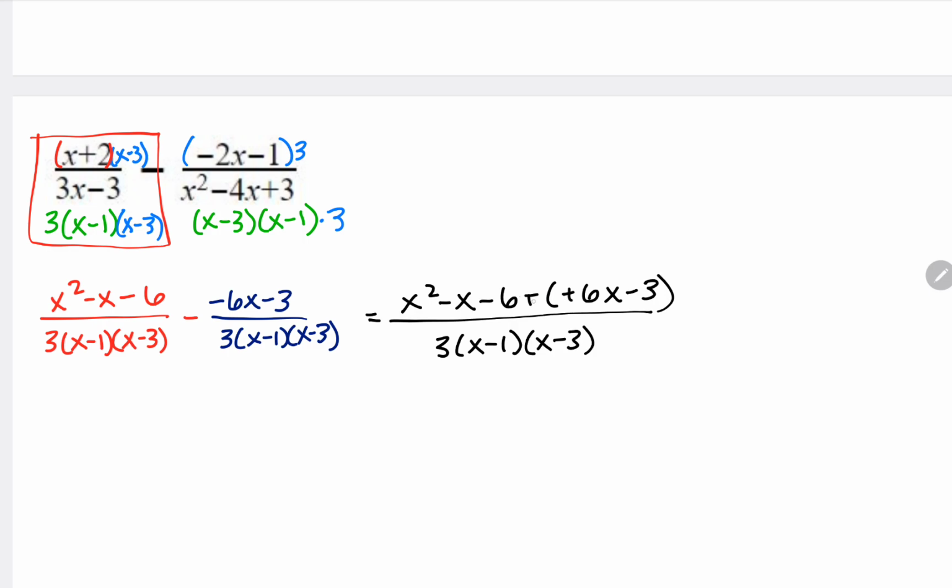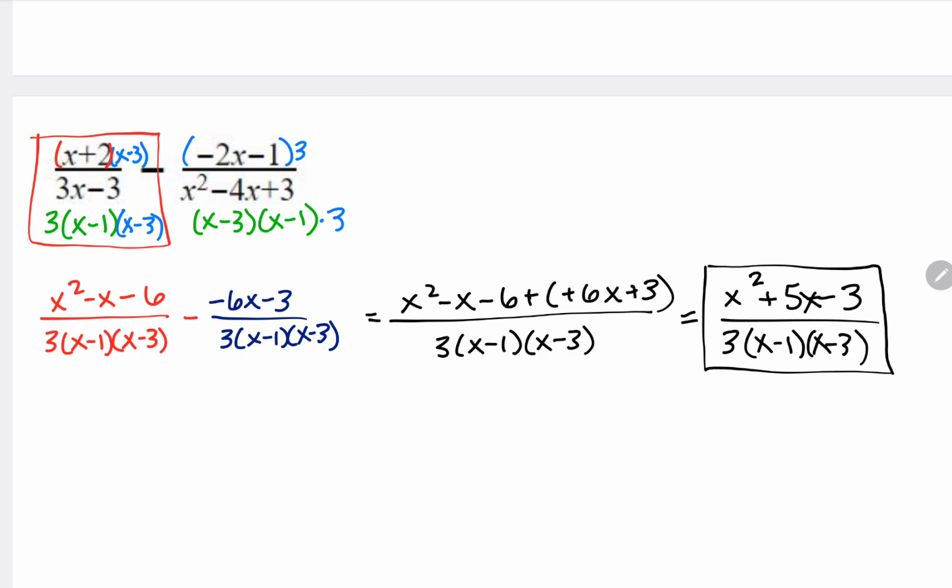And this is going to turn into a positive 6x. And this is going to turn into a positive 3 when I go to combine like terms. So I get x squared plus 5x minus 3. That is not factorable again, and so we can stop at this point because our numerator cannot be factored. But if your numerator can be factored, make sure you do that.